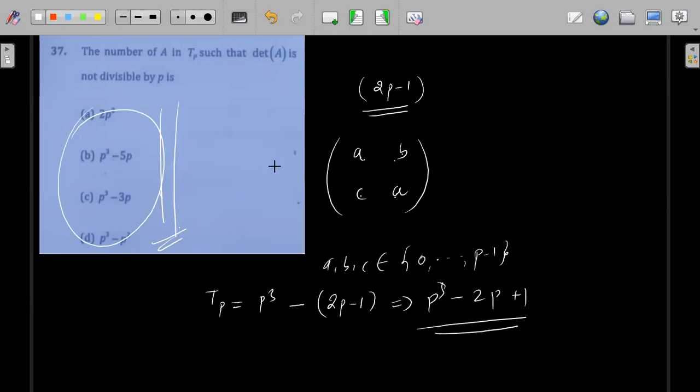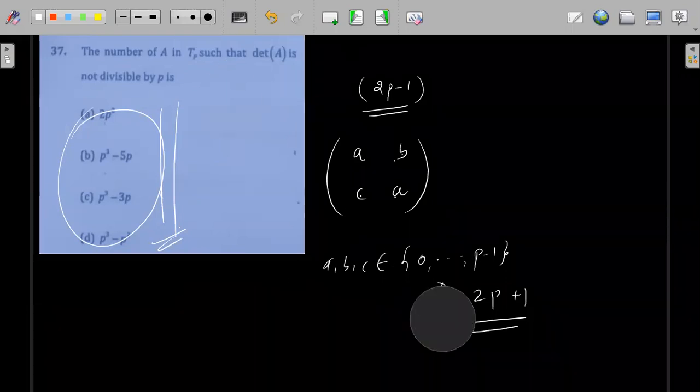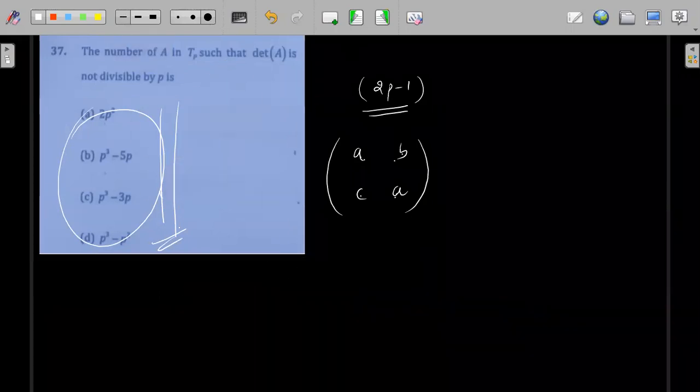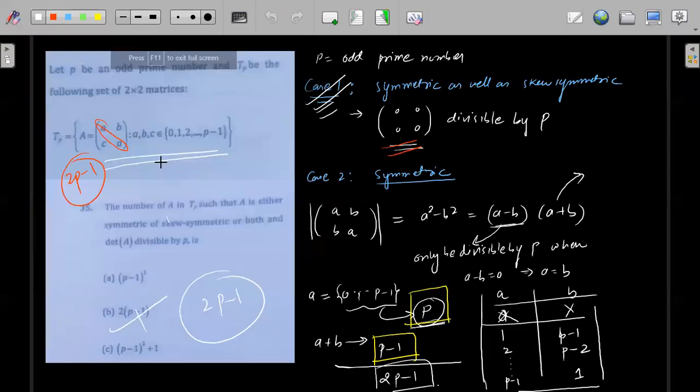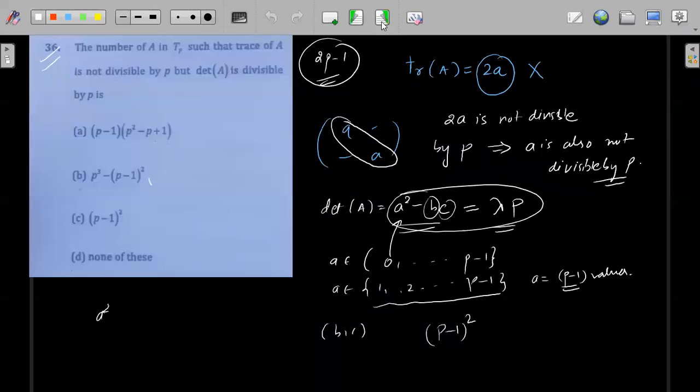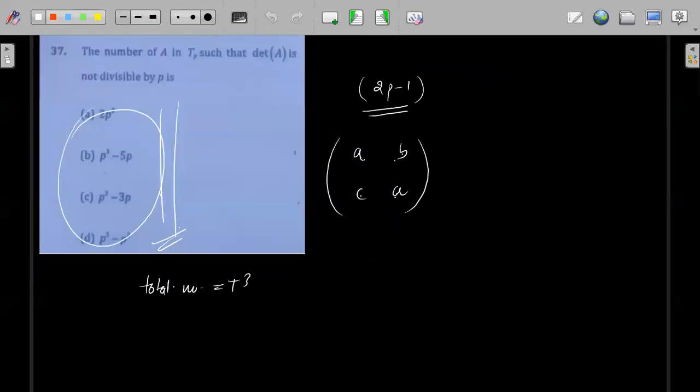Okay, yes. Sorry, so what they are saying is, yes, the total number of matrices is P cube. Yes, the previous case was correct. The previous case was only with skew symmetric, symmetric and both. Right. So now we have to find the total number of matrices whose determinant is not divisible by P.